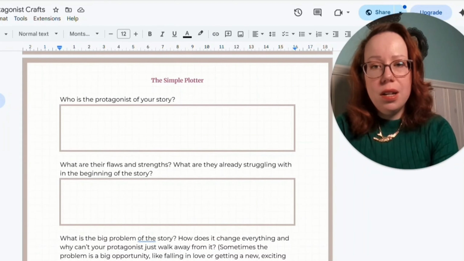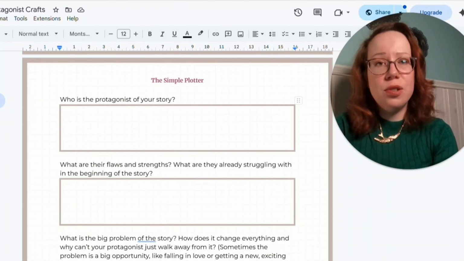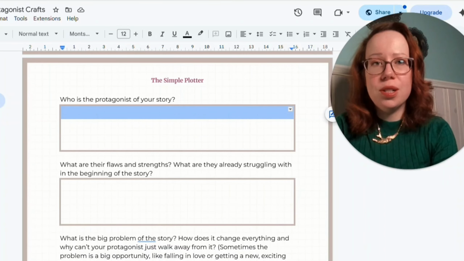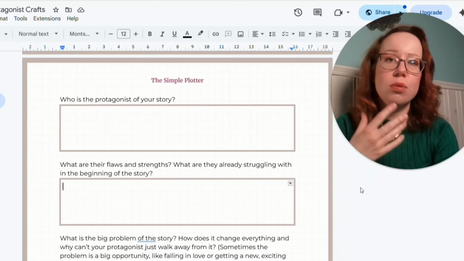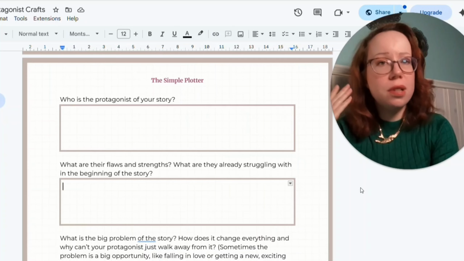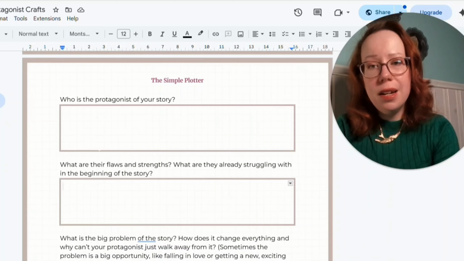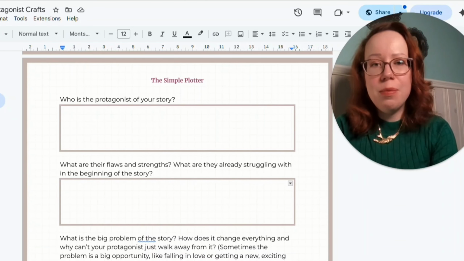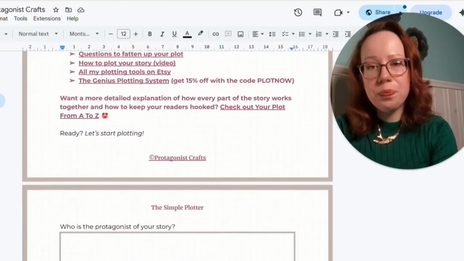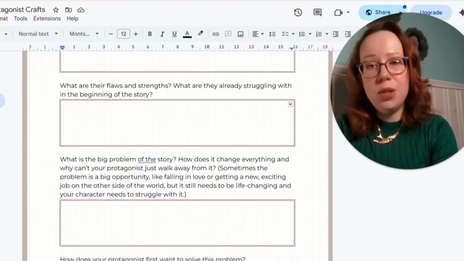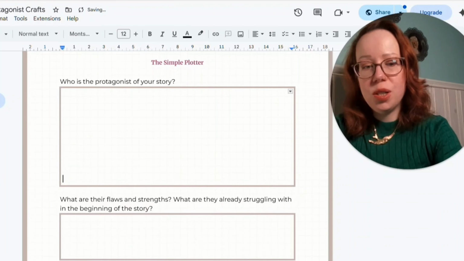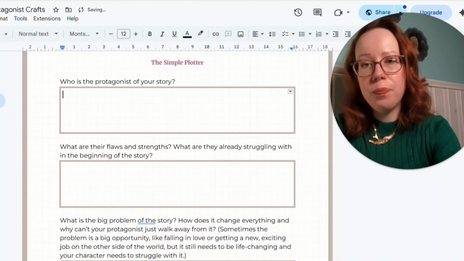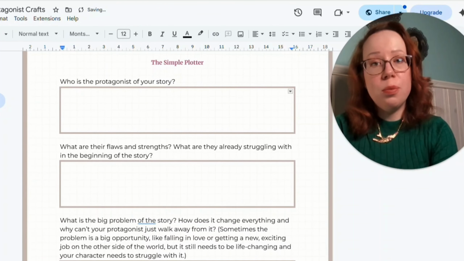So first of all, you start with the protagonist of your story, and hopefully here you wouldn't just jot down their name. You would describe them a bit more in length. This space will expand as you type. Also, if you want to print this out, then you can make these rectangles bigger just by hitting the Enter key.